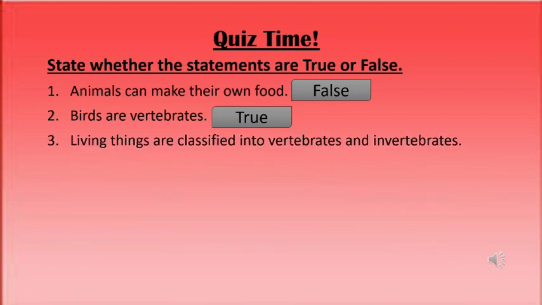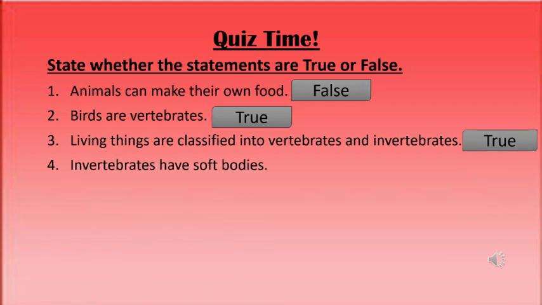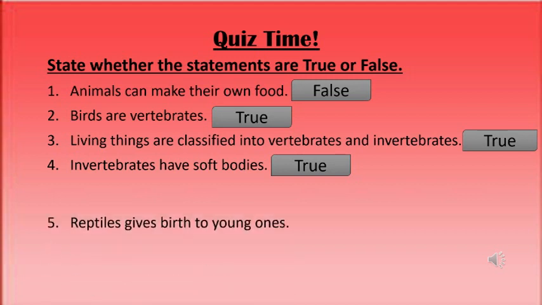Third one. Living things are classified into vertebrates and invertebrates. Is it true or false? What is your answer? True, right? Here is the fourth one. Invertebrates have soft bodies. That is also a true statement, right? Invertebrates have soft bodies.